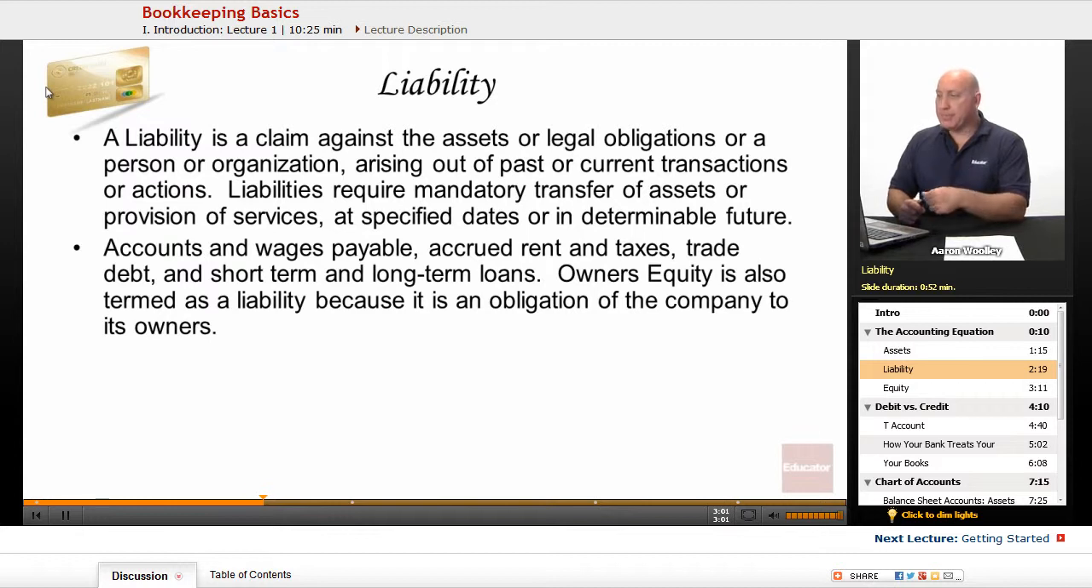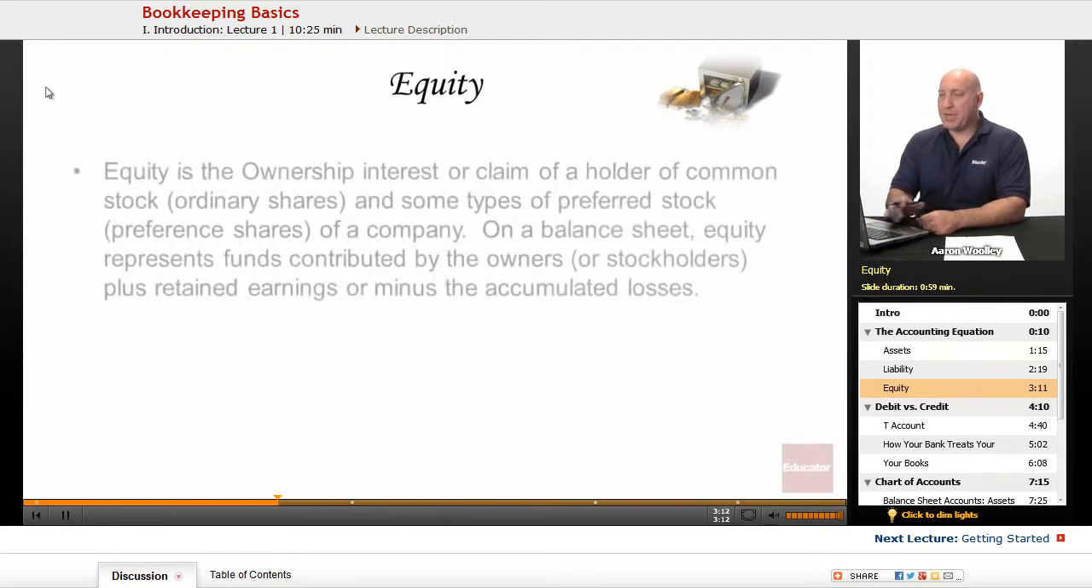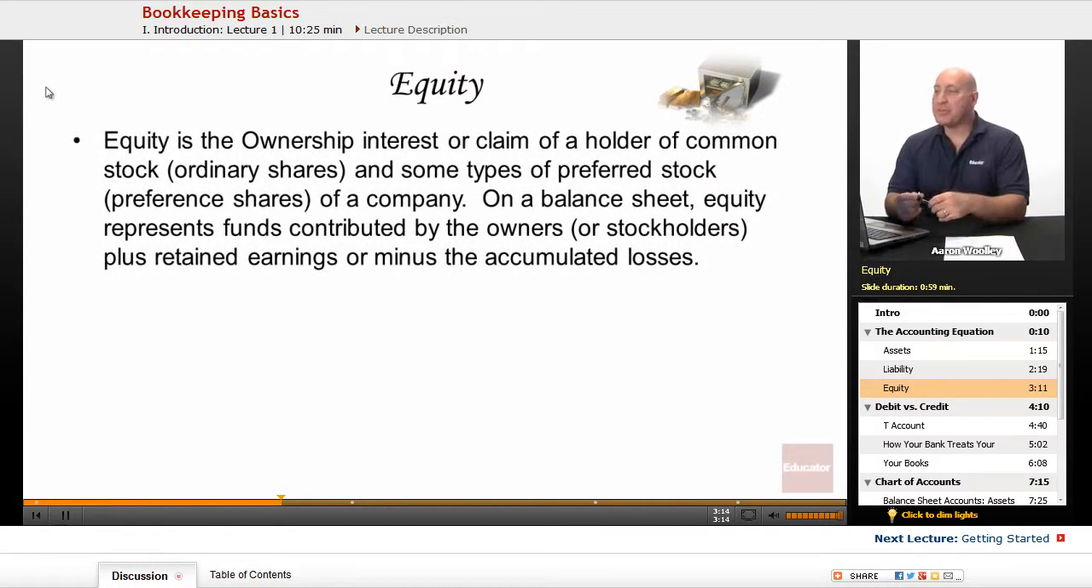Owner's equity is also termed as a liability because it's an obligation that the company has to its owners. So a liability is something you owe. Equity is the ownership or interest or claim of a holder of common stock, ordinary shares, and some types of preferred stock, like preferred shares of a company.